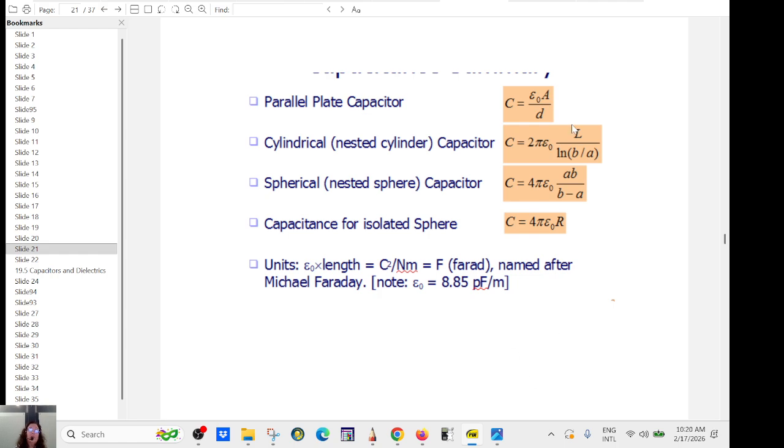And you have the computation here. So that will be a cylindrical capacitor, that's a parallel plate capacitor, that's a spherical capacitor, and that's an isolated sphere. The unit is the farad. Okay? It's in a nutshell.